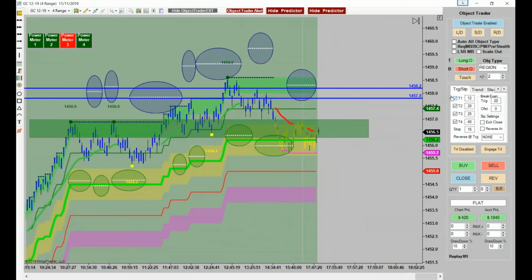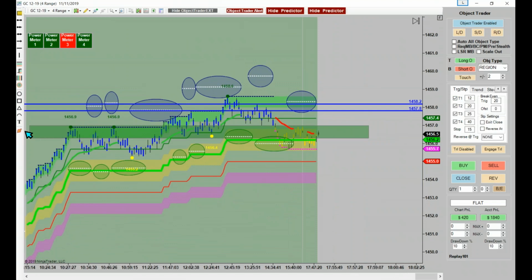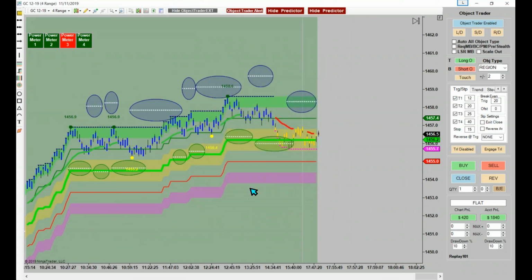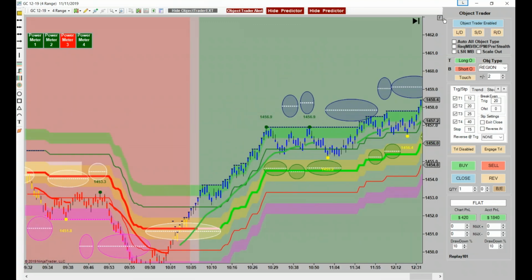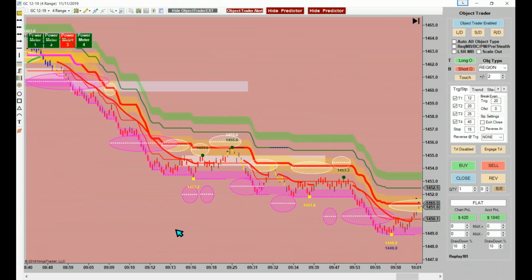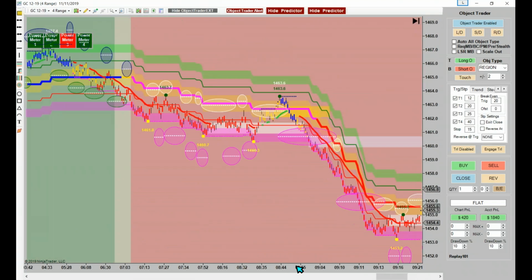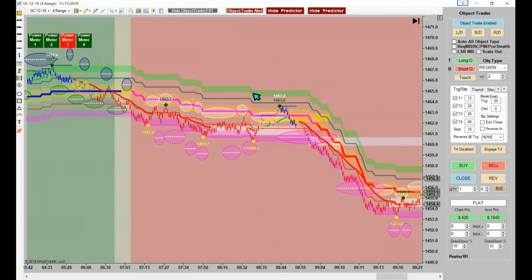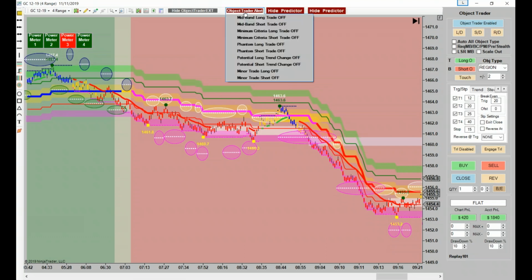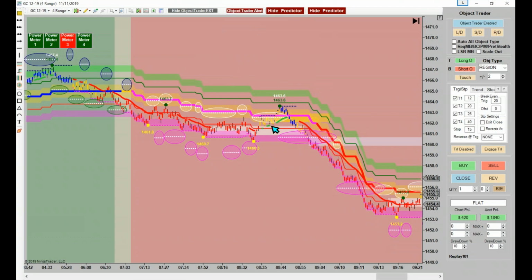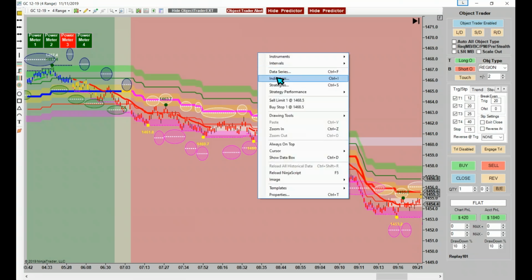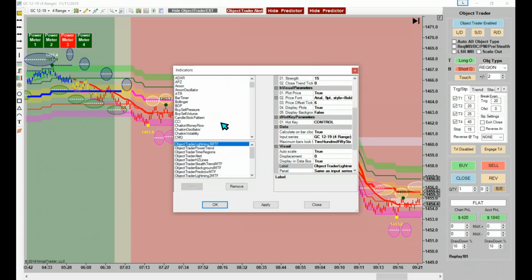David, what we did is we actually designed a new indicator several months ago that's called Object Trader Alert. The Object Trader Alert will actually flash when you turn it on. For instance, let's turn on the mid-band short, and you'll see these bars flash right through here. Probably won't because I'm going too far back. Let me beef it up a little bit. Just a second.